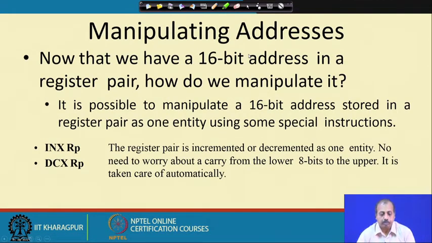Now, how can we manipulate the address? We have a 16-bit address in some register pair. Sometimes we need to increment or decrement it. For example, if I have an array loaded into memory, say the start address is 1000. Initially we set the HL pair to the beginning of the array by loading 1000 onto it, but after the first item in the array has been processed, we would like to take the HL pair to the next address. For that purpose, we have the INX operation.